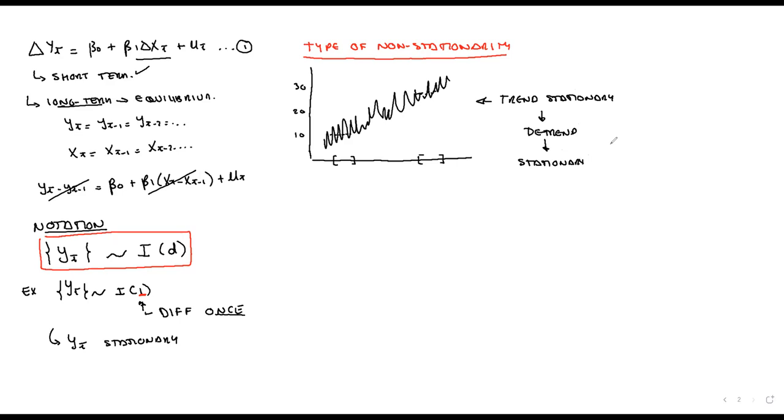It's very simple. The model that you use is the following. Imagine this is your yt process. You run yt against a constant, plus the time, plus an error: yt = beta0 + beta1 t + ut. Correct? t is simply a number that goes from one to N: 1, 2, 3, 4, 5. It represents time. You run this regression, and remember what ut is: ut is simply yt minus beta0 estimated minus beta1 estimated times t.